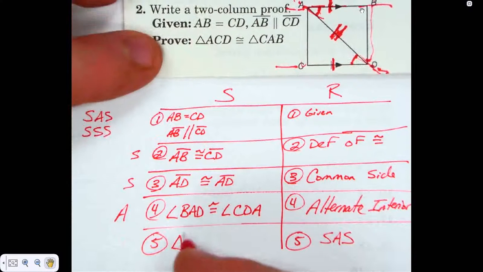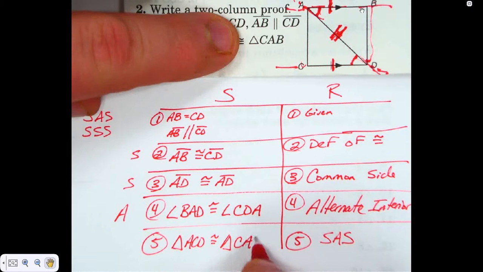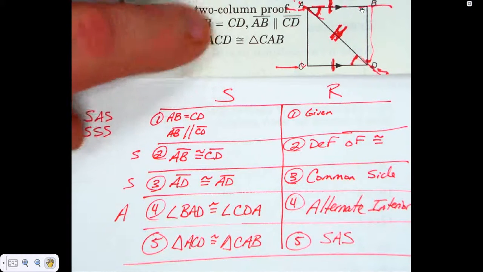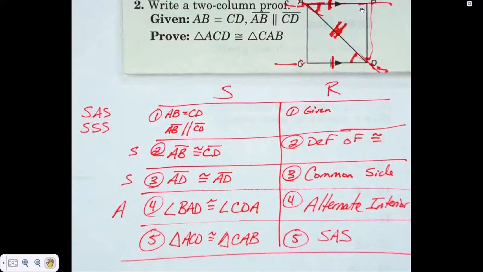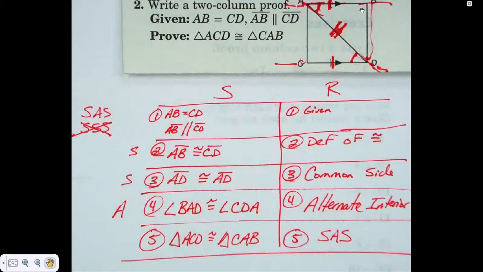So, I can say triangle ACD is congruent to triangle what? DAB, by what? Side angle side. We ended up using what? Side angle side there, didn't we? Mhm.